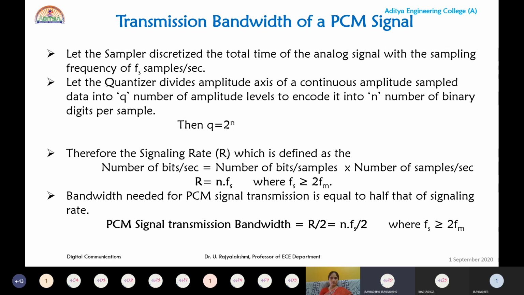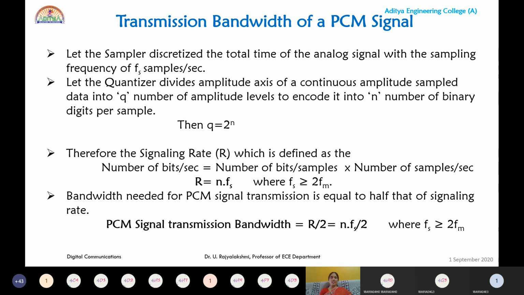Decoder, ma'am, it converts the digital signal into samples, that means analog signal samples, nothing but the PAM signal. So that can be reconstructed by using a low pass filter. Okay, very good.